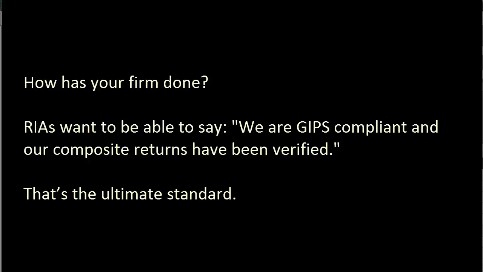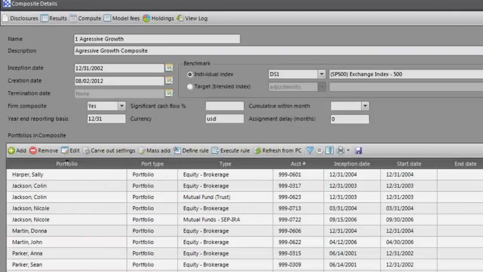And therefore, when you ask us the question, which is inevitable, how has the firm done when managing clients' money? They can say, here are our composite returns, and by the way, we are GIPS compliant, and our composite returns have been verified. That's sort of the ultimate standard in being able to present your numbers to a client. So they're using it because they want to be able to present returns to prospective clients.